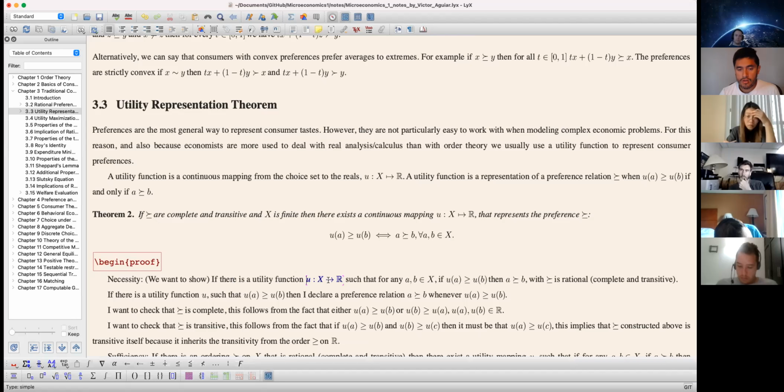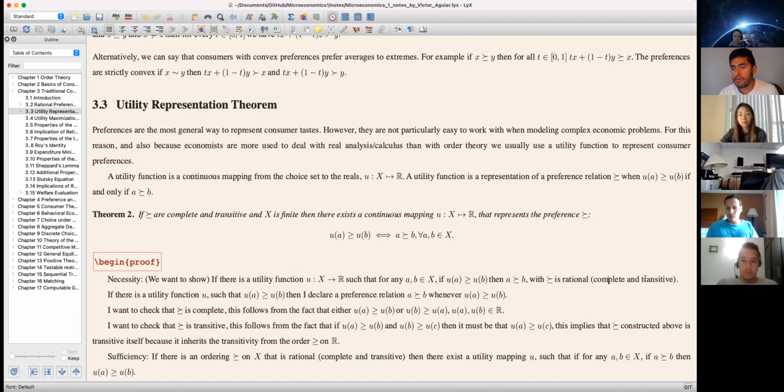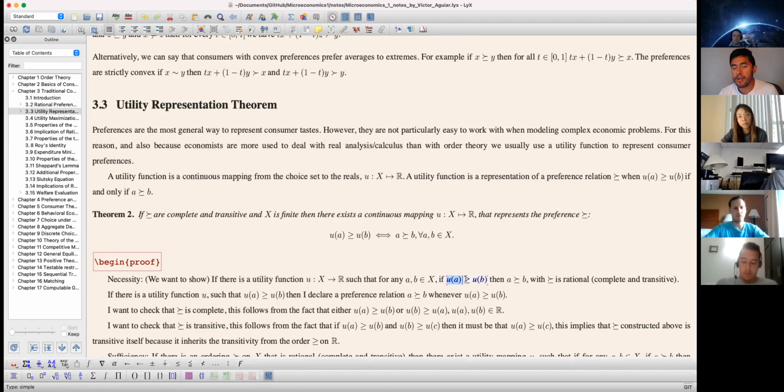So if there is a utility function U that maps the complex objects in X to the real line, such that A and B are such that the utility of A is greater than or equal to the utility of B, then the ordering that is defined by this utility, A is preferred to B, is rational because it's complete and transitive, right? So immediately this inherits the greater than or equal symbol properties that we discussed. So this is trivial, right?